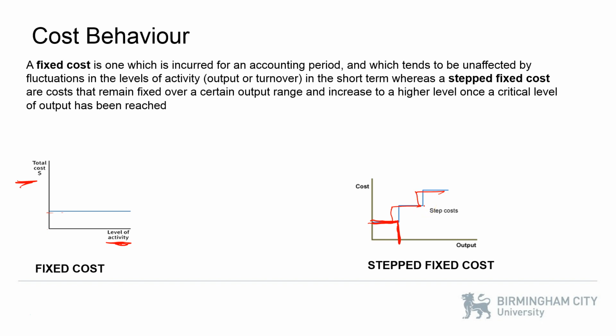So an example of this again could be rent. This could be the rent of your first building or your first warehouse, after which you've got so much output you need to take on a second warehouse, so your overall rent increases and then stays the same until your output gets to a level where you need a third warehouse. So it's fixed up to a certain output range, then it increases and remains fixed at that new level. So both of those are fixed costs.